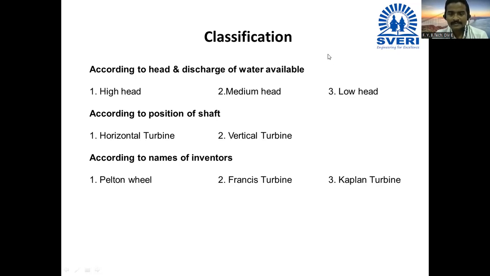The next line, classification of turbine. Capital A, according to the head and discharge of water available. In that, point number one, high head. Second point, medium head. Third point is low head.